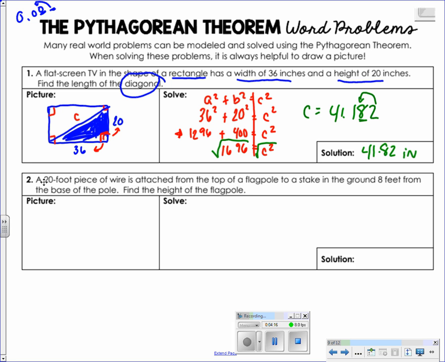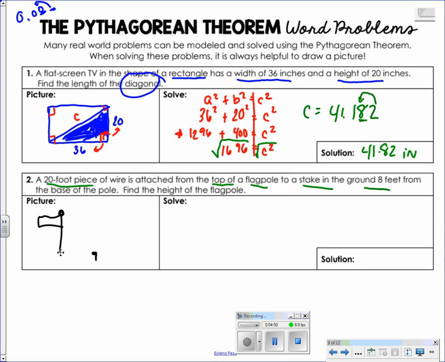Okay, so number 2, a 20-foot piece of wire is attached from the top of the flagpole to a stake in the ground, and that stake is 8 feet from the base of the pole. So I'm going to draw a quick picture. It doesn't have to be perfect. There's my flagpole. There's my flag. Here's the stake in the ground, and I'm not talking about a steak like you eat. I'm talking about a stake.